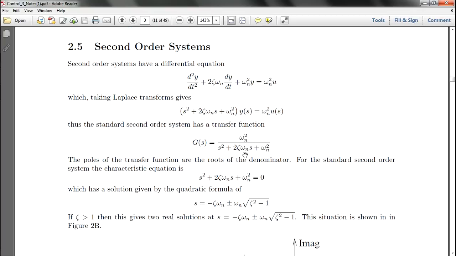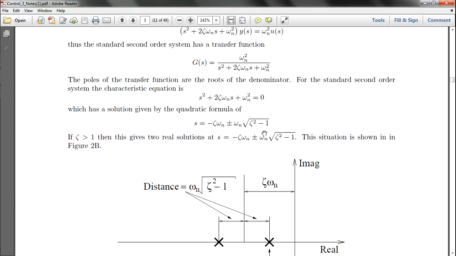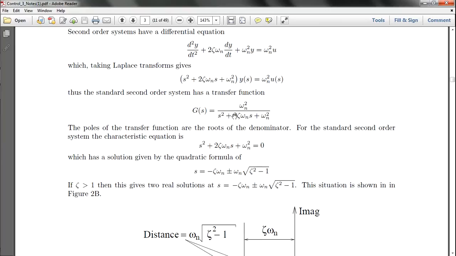This is the transfer function for second order. As you can see, it's a little more complicated. Whatever thing that makes the equation go to infinity is called poles, right? So for whatever is in the denominator, we have to use the quadratic equation. When you use a quadratic equation, you will eventually get this equation over here.